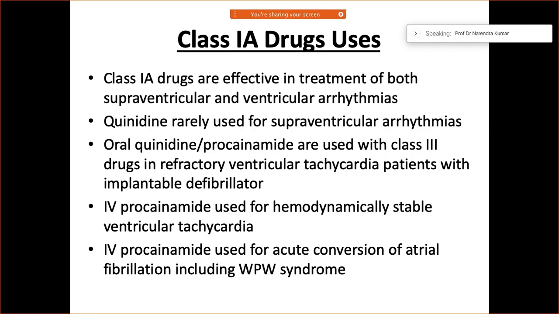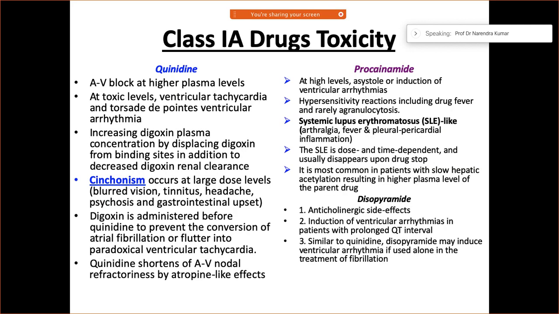So, what about the toxicity? What about the side effects of these drugs? Quinidine, we are all aware, at higher levels can itself cause torsades or even ventricular arrhythmias. It also increases digoxin plasma concentration by displacing digoxin from binding sites, in addition to decreasing digoxin renal clearance. In fact, we are all aware of what is called cinchonism. Cinchonism is characterized by blurred vision, tinnitus, headache, psychosis, or even GI upset as well.